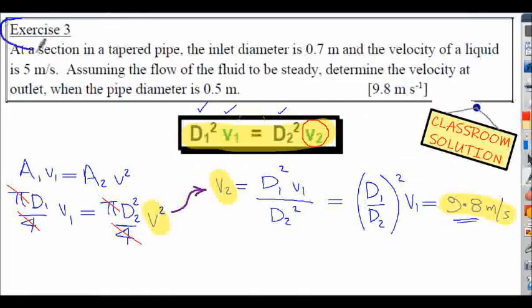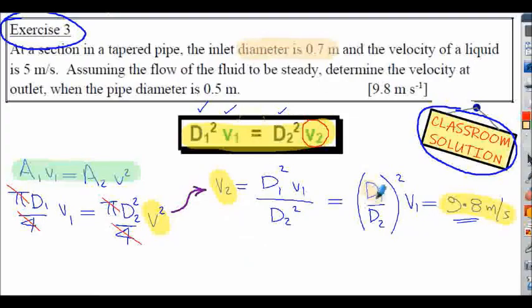Here's exercise 3, classroom solution with the students. Commencing with the continuity equation, we essentially rearrange the equation for v2. Insert in the values of D1, D2, and velocity V1. Velocity V2 was 9.8 meters per second.